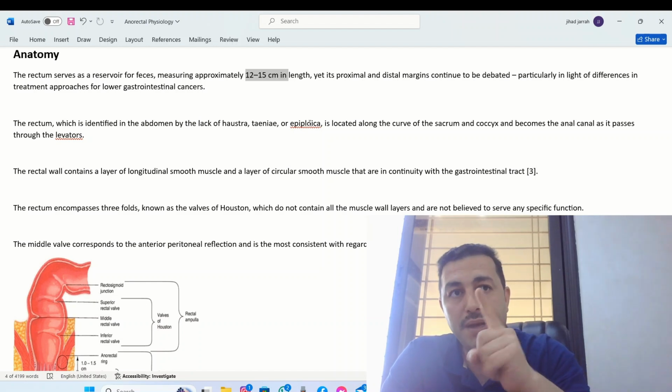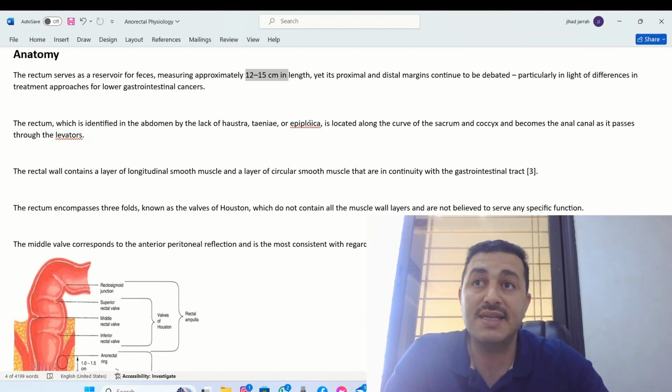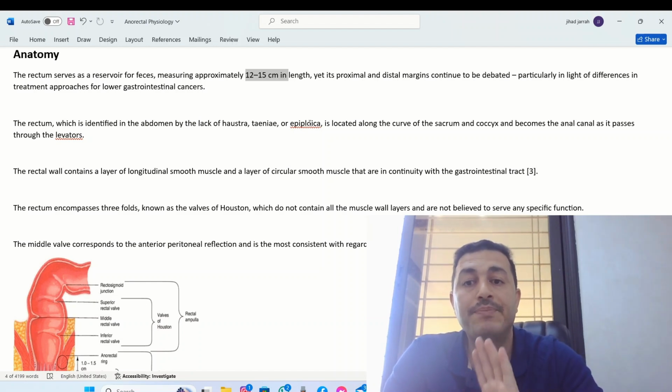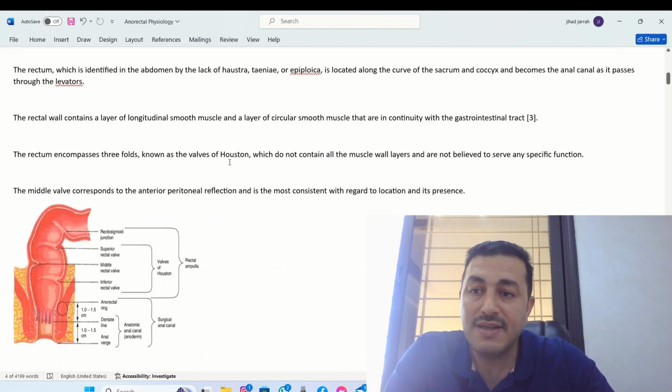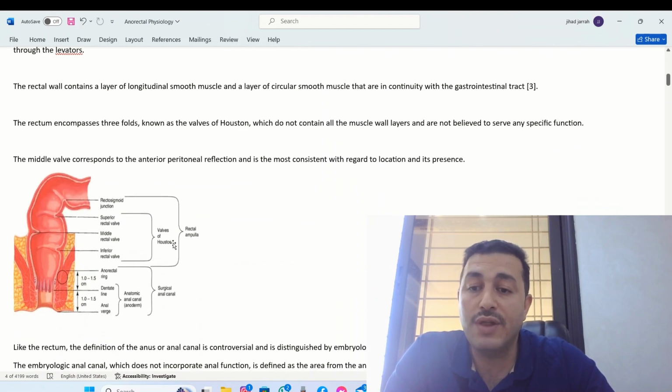We can even palpate it by digital rectal exam. This is the distal end of the rectum. What else do we have in the rectum? We have the valves of Houston. We have three valves: superior, middle, and inferior.